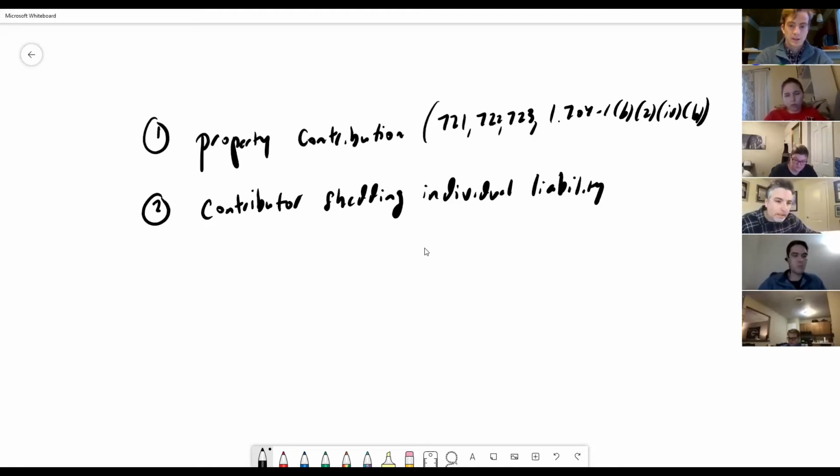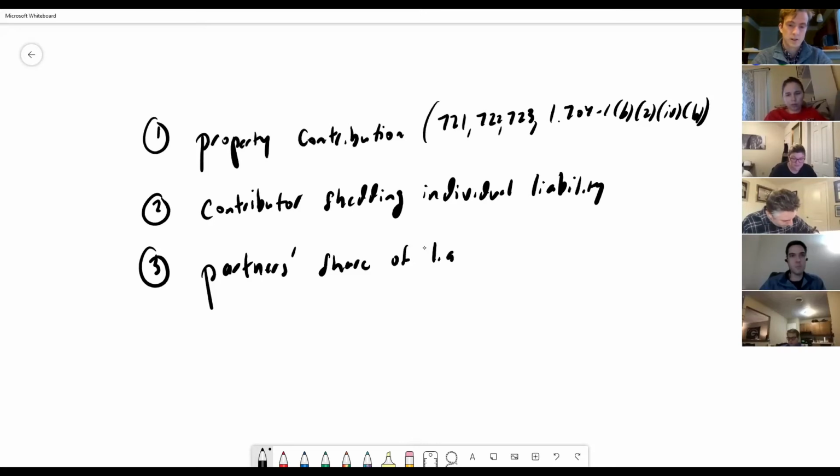And then finally, since the partnership has debt that it didn't have before the contribution, the partners', in the plural, share of liabilities goes up, right? Because it's new debt. When the partnership has new debt it didn't have before, that is going to create outside basis to the partners in some capacity.